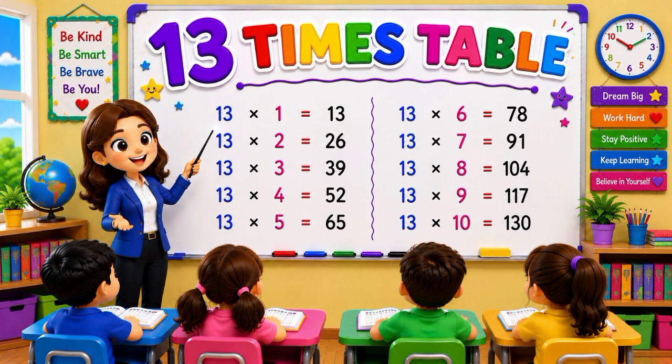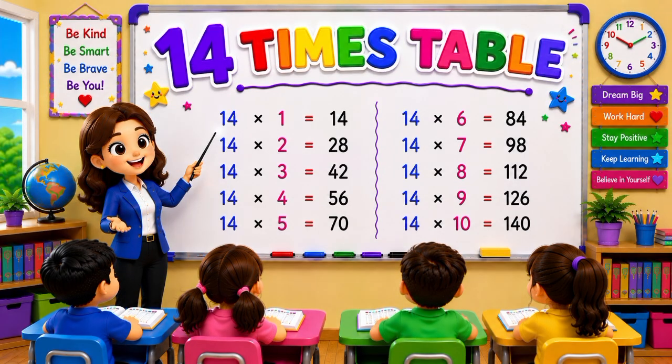13 times table. 13 ones are 13. 13 twos are 26. 13 threes are 39. 13 fours are 52. 13 fives are 65. 13 sixes are 78. 13 sevens are 91. 13 eights are 104. 13 nines are 117. 13 tens are 130.